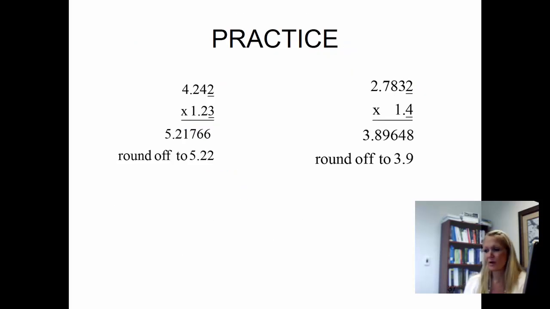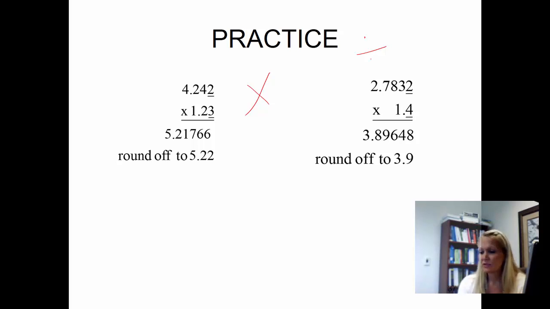Here's a couple of problems. Both of these are multiplication. They could be division, so I didn't show any problems here. I'm sure in the book and homework there's plenty, but it doesn't matter. We could be doing multiplication, we could do division, we could do both in the same problem.